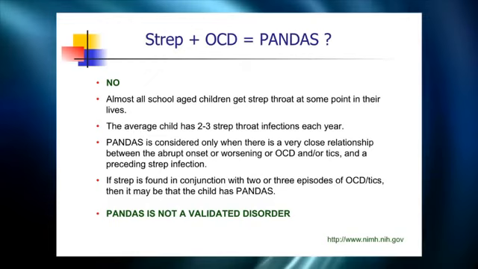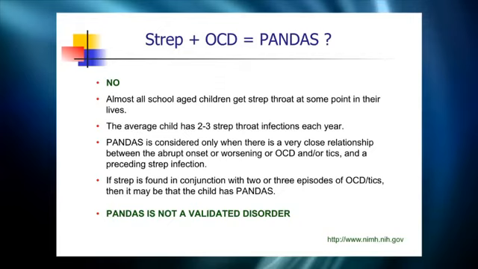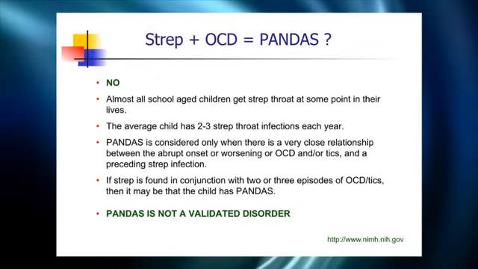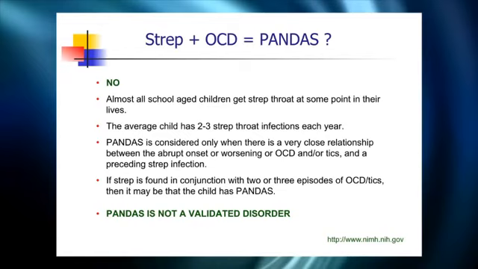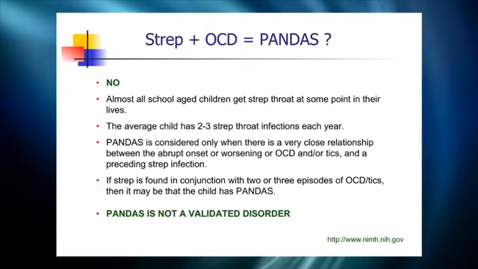And this is actually from the NIMH website, which has a page on this. Almost all kids get strep throat at some point in their lives, so it's not uncommon to find a positive strep titer in children. The average child has 2 to 3 strep throat infections a year. So the chances are that you are going to find kids with OCD who have strep infections. That doesn't mean that their OCD was PANDAS related or was strep exacerbated or induced.